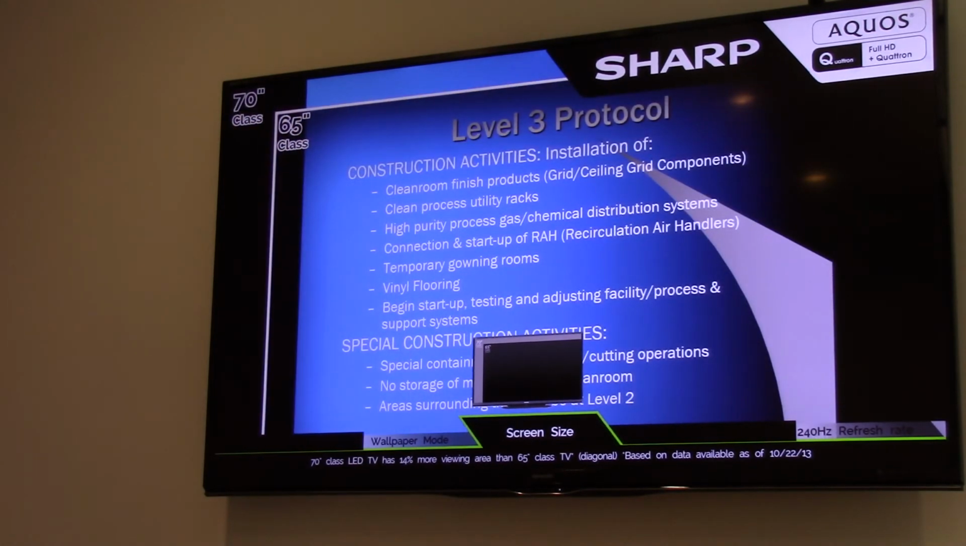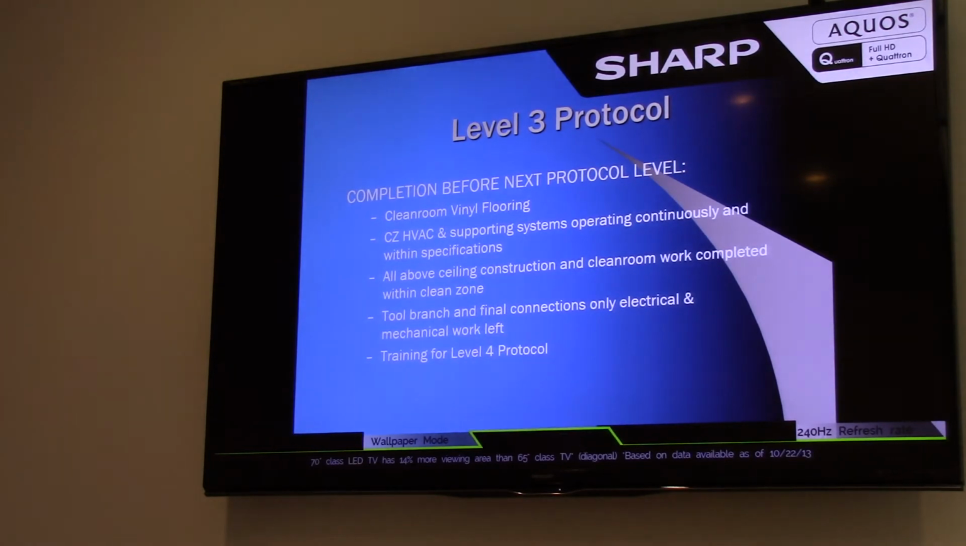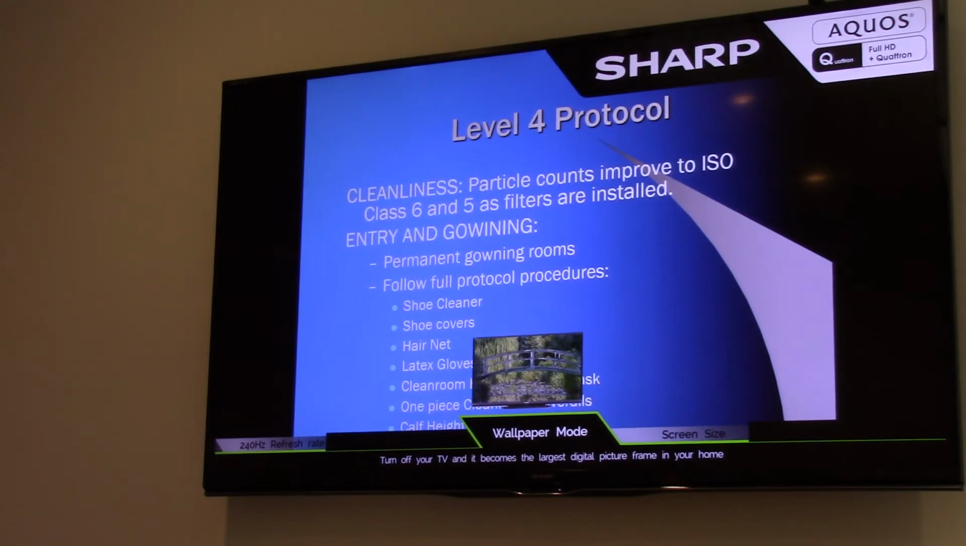Construction activities at that point is we're putting in the ceiling components, process utilities, and so on. In this case, we actually had an epoxy floor. That was done earlier. And then before we get to the next level protocol, all the finishes are done, and basically all the utilities are run into the space. We got a sealed environment, and we do training for level 4 protocol. Then we're in level 4 protocol.